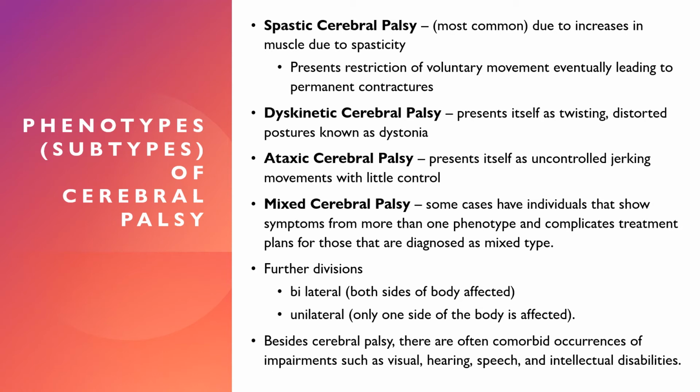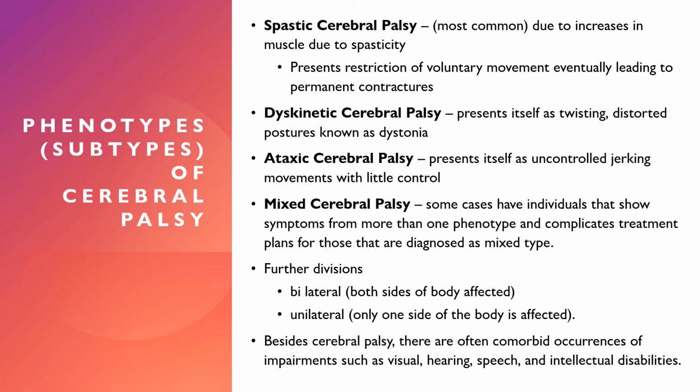And then, to complicate things, there's mixed cerebral palsy, where some cases have a mixture of any of the types mentioned above. This can create really complicated treatment plans due to the mixed diagnosis type, because at this point you are looking at multiple areas to treat, based on how much is a spastic issue versus a dyskinetic issue.